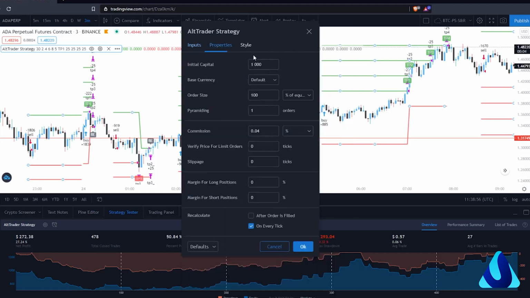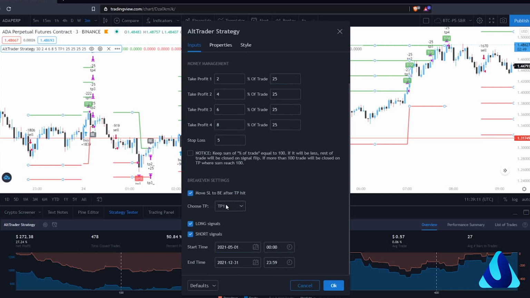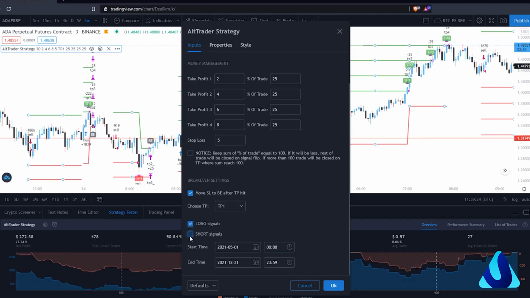So the profit is still the same, 1,000 capital, 100% equity, and we've put in a power setting of 30. Take profit is 2, 4, 6, 8, and each one is 25% of the trade, with a 5% stop loss, and we've got the move SL to BE at take profit 1. Obviously we can choose any of those, both long and short signals. So now we've got a basis of it and can start working through. Okay, so long signals, short did a lot better than the long, so again, we can see what else we need to do.